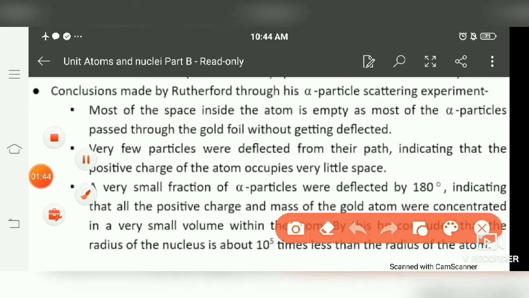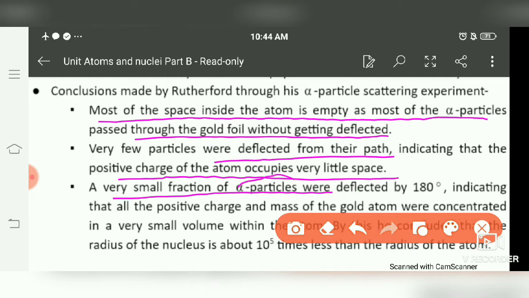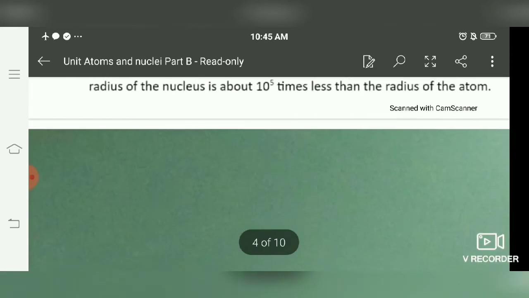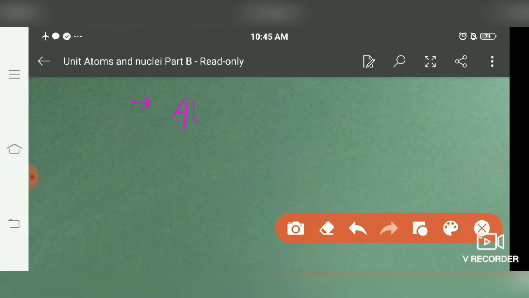The path it was coming from, it moved back along the same path. So this result was really incredible for him. And what he concluded from this experiment is that most of the space inside the atom is empty, so that's why most of the alpha particles move straight without any deflection. Very few are deflected by a small angle, which means some positive charge occupies a very little place. And the alpha particle which suffers a 180-degree deflection faces a highly positively charged body, so that's why it retraced its path.